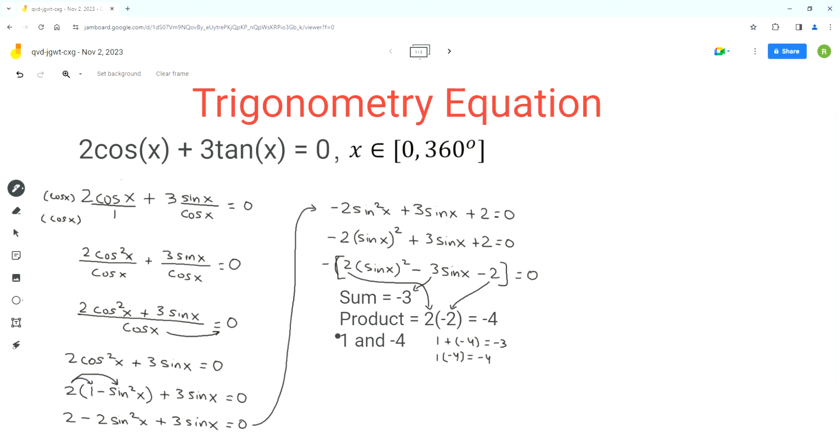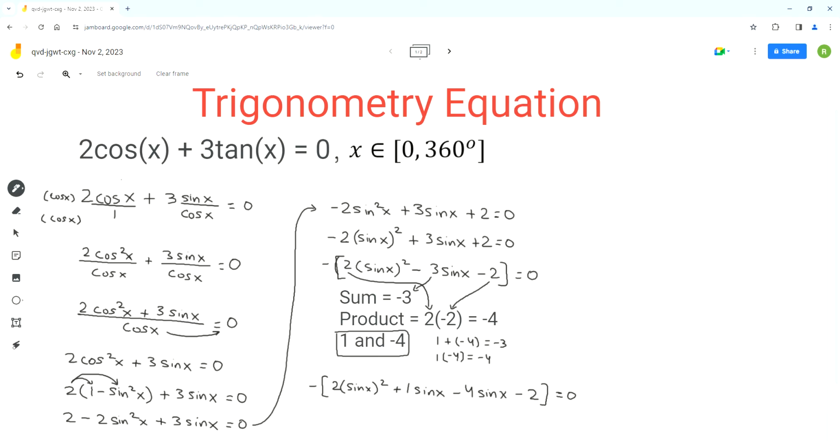So that means the two numbers we are looking for are 1 and negative 4. Now we can use these two numbers to break up this middle term. So our next step is, we'll keep the negative sign outside the bracket. So it'll be 2 sin squared x plus 1 sin x minus 4 sin x and then minus 2 equals 0. So the square term and the number term stay the same. We just break up the middle term using the two numbers.